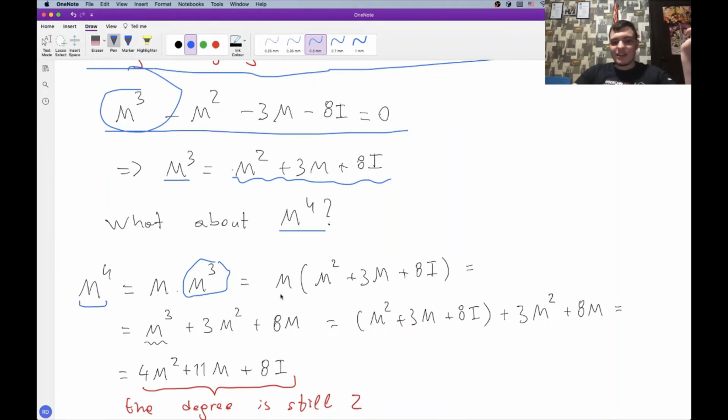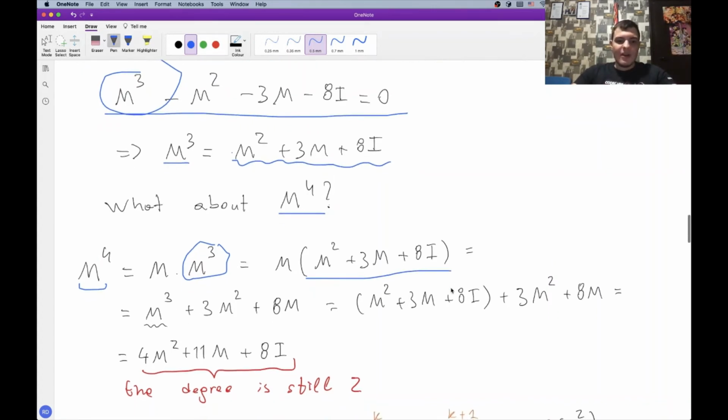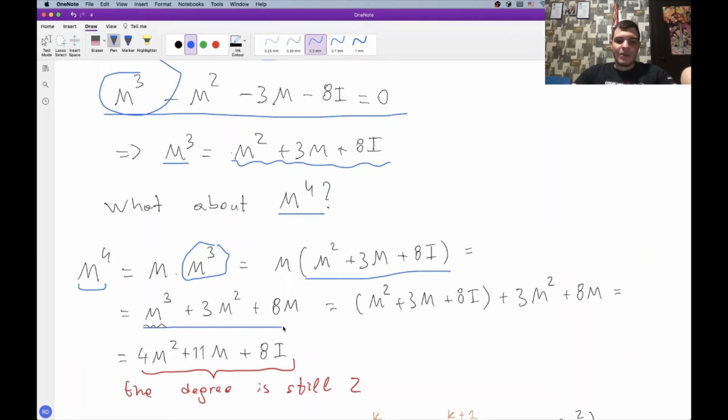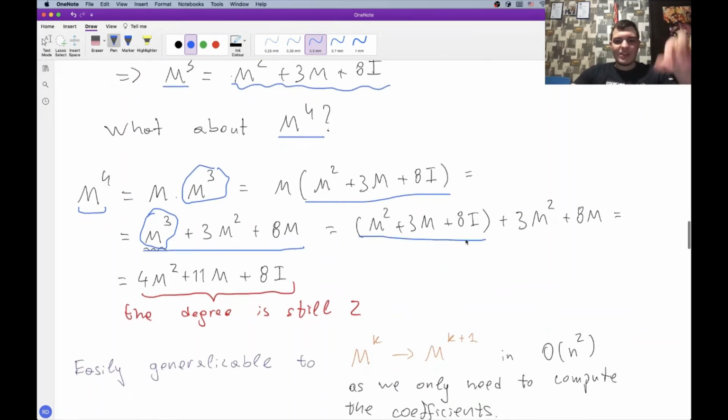So let's continue working out the details. We'll have m multiplied by m cube. As you can see, we basically just replace m cube. Now let's open up the brackets and we'll get the following. However, now again we get m cube, so we can simply reduce the whole thing again. This term will again go to that, and then we can sum up the coefficients and we'll get this new polynomial.